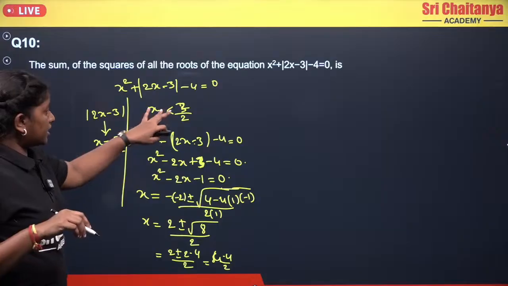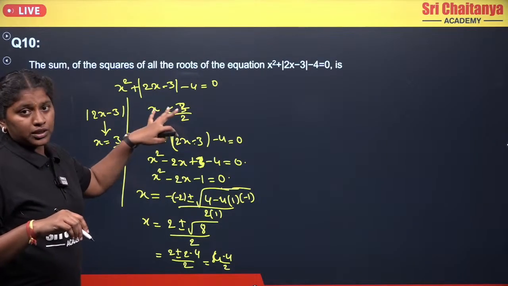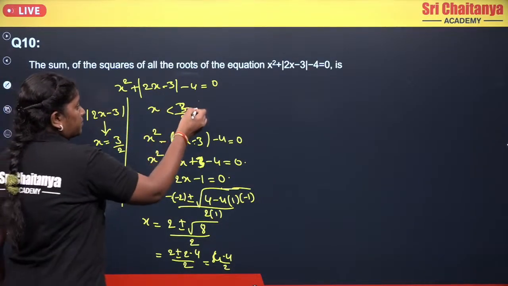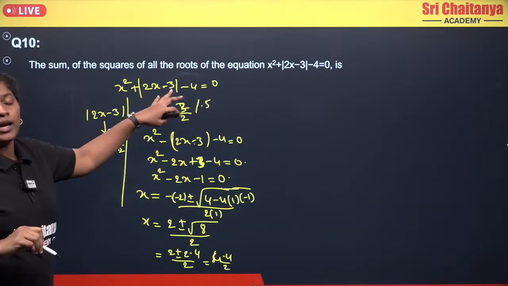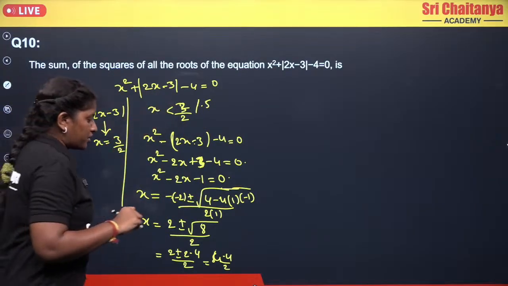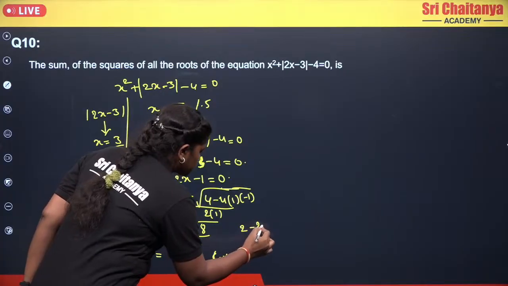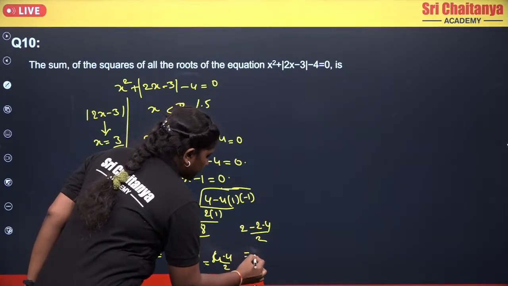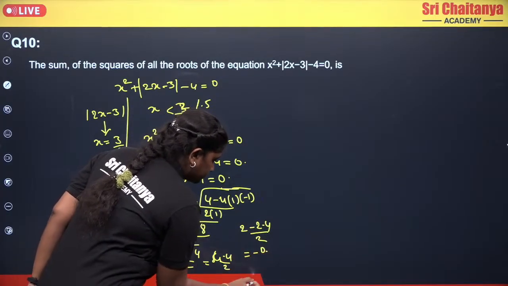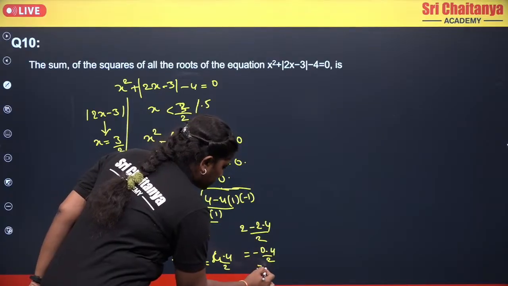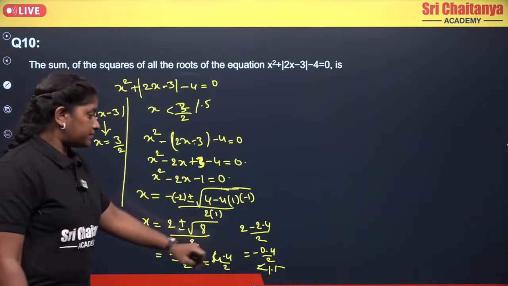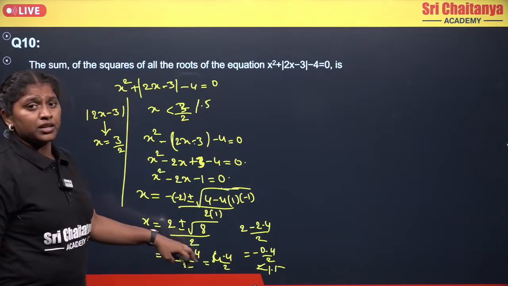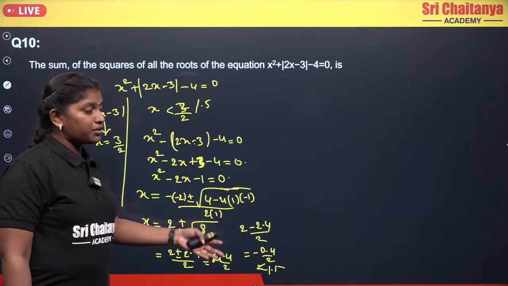But see here, less than 3 by 2. 3 by 2 means you will get 1.5, right? So now you have to consider where you will be getting less than 1.5. So if you take 2 minus 2.4 by 2, that becomes minus 0.4 by 2, where you will be getting less than 1.5. Okay, so from here we will get the roots, and from there we will get the square.